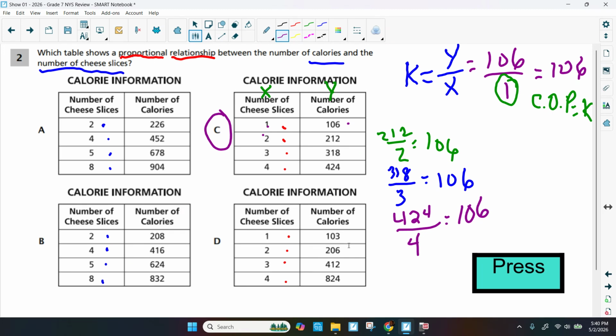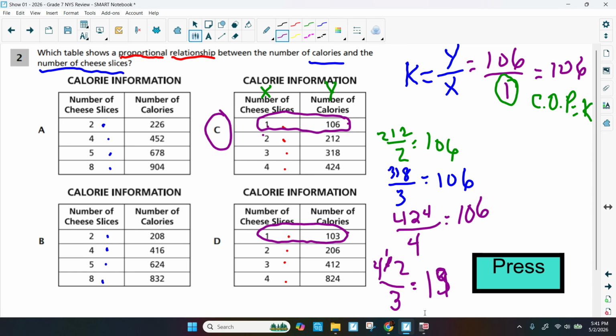Now, I notice choice D looks a lot like it, but when I put 412 over 3, that doesn't divide evenly, so I'm not getting 103. And by the way, you should take a look at the first number when x is equal to 1. That'll give you the constant of proportionality like it did up here.